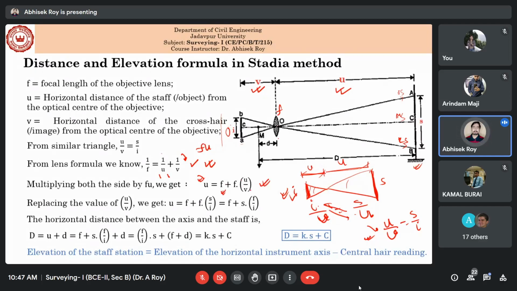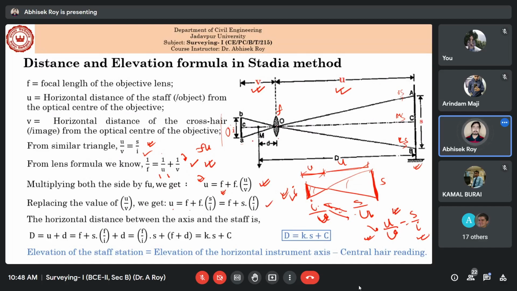Now in this equation, if you substitute the value of U by V, which is equal to S by I, this equation will become U equals F plus F into, instead of U by V, you are writing S by I. So you will write F into S by I. Now from this part, if you take S out, you can write F by I. So I am writing U is equal to F plus S into F by I.